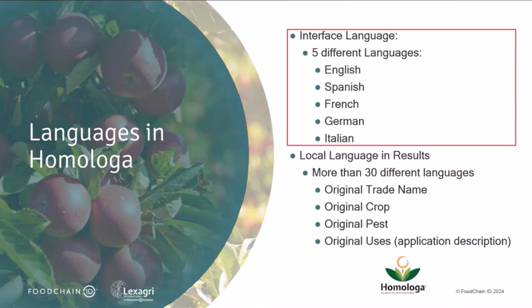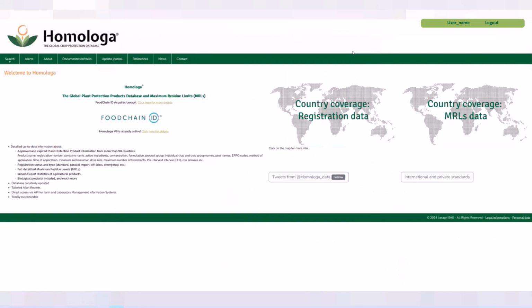Nowadays we have 5 fully developed languages in the Homologa interface. You can change any time within these 5 languages. We have English, Spanish, French, German and Italian. I will change my view, so we can go to the tool itself.